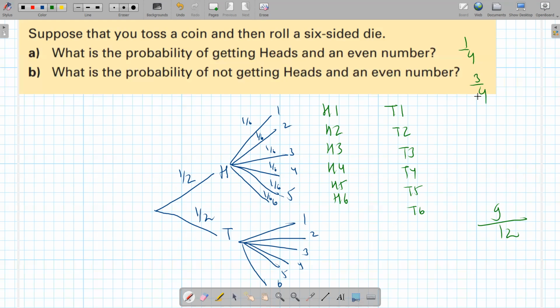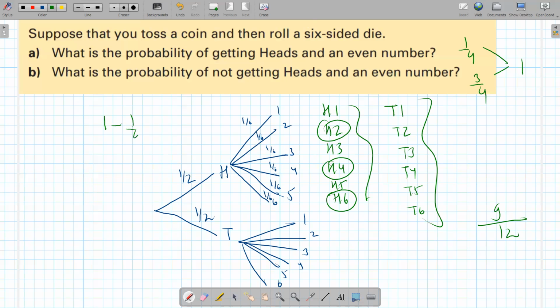And now notice these two add up to 1. Because initially we did this, this, and this, and then in the other one we did everything else. Yeah, and the total probability will always add up to 1. So for part B, you could have also done this, 1 minus 1/4, because the total is 1, yeah? You take out heads and an even number, then you get not heads and an even number. So that's going to be 3/4. Okay.